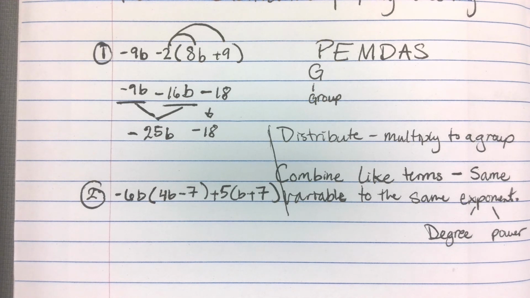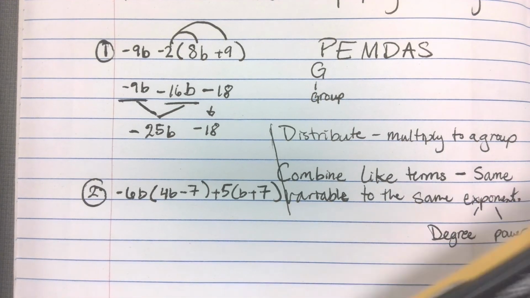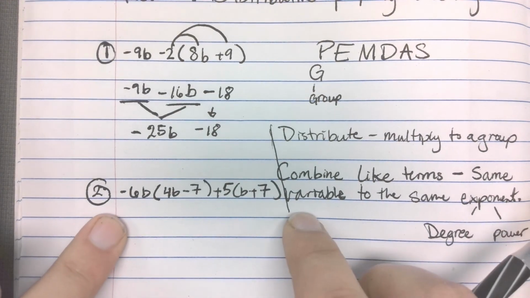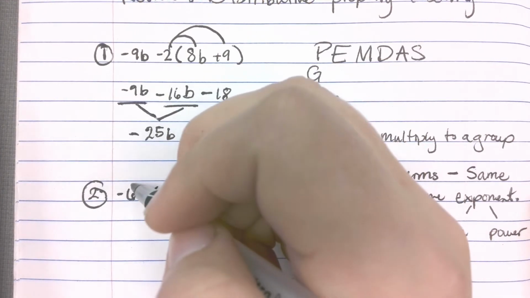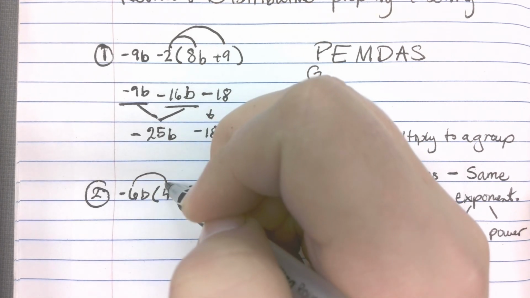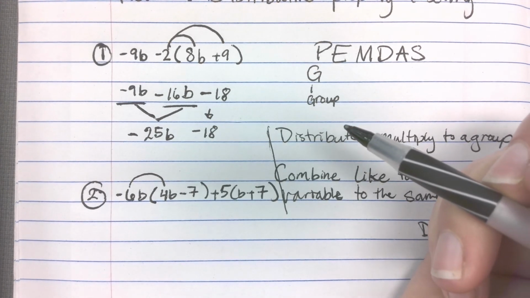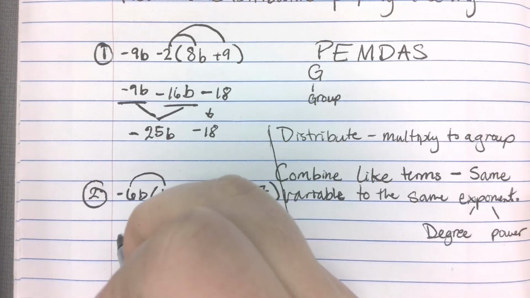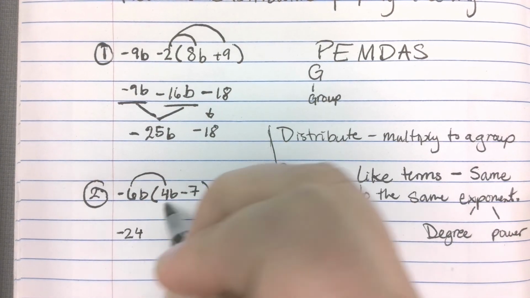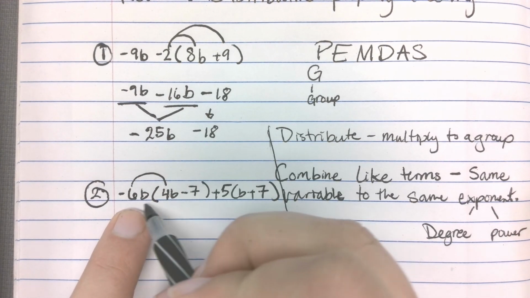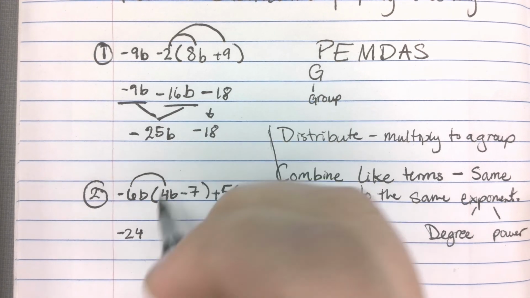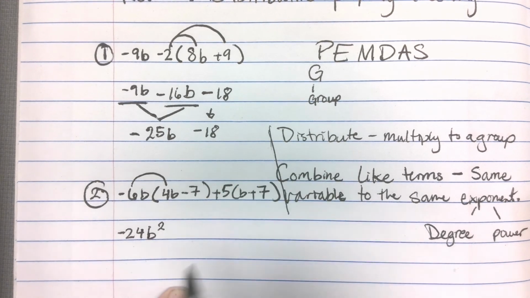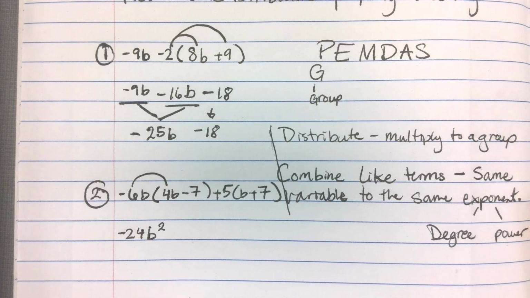So just take it one step at a time, one simple step at a time. Let's start from left to right, easiest way. Negative 6 times 4. Negative 24. What do the two b's make? What do we do with the b's? When we multiply, yes, b squared. Remember to add the powers.